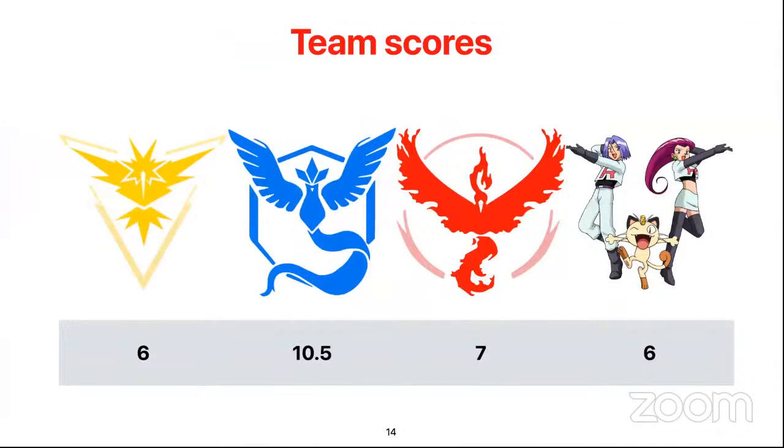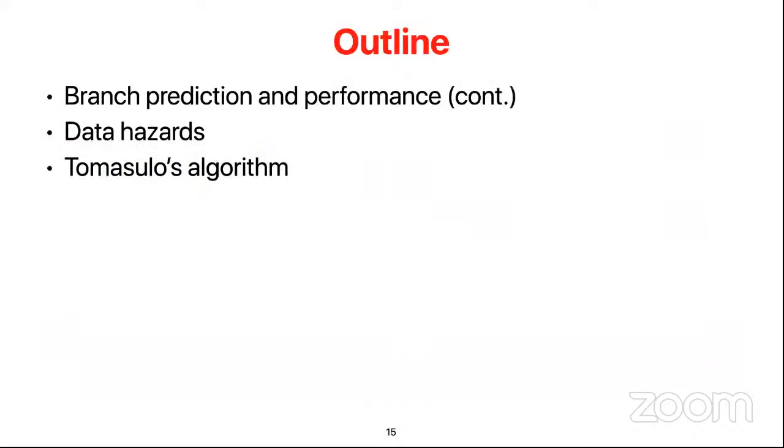Before we start, that's our scoring for the last one, and you see we have teams that are catching up, so you definitely have a chance at the end. Today we are going to talk about branch prediction and performance, and data hazards. If we have time, we are going to talk about the Tomasulo algorithm.